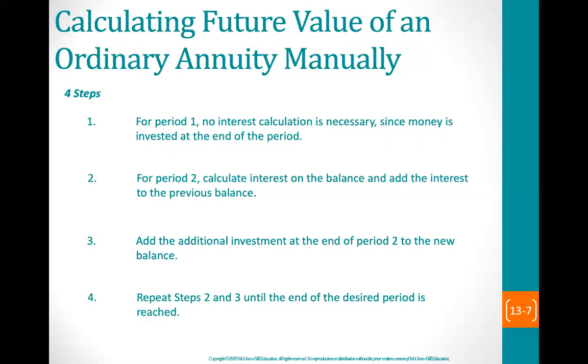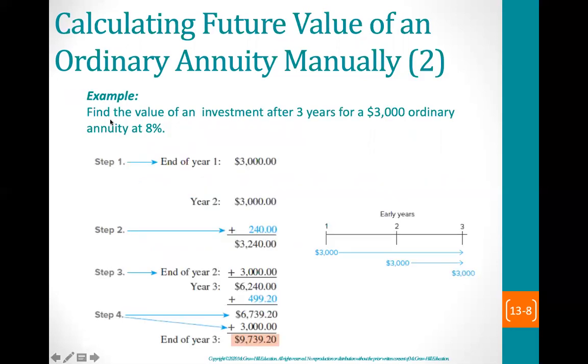Then repeat steps 2 and 3 until the end of the period is reached. So for example, find the value of an investment after 3 years for a $3,000 ordinary annuity at 8%. Ordinary annuity. Payments are put in at the end of the period. So step 1, end of the year, $3,000. No interest calculation is necessary because we're investing the money at the end of the year.